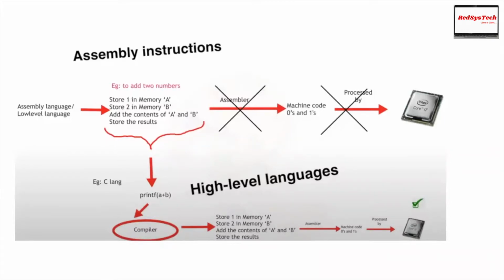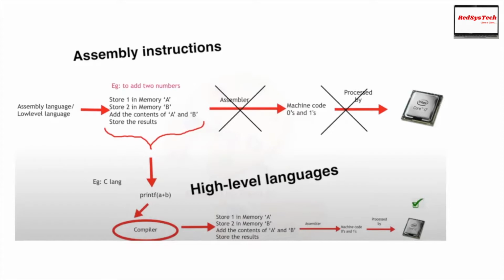So if you see here, in a language like C, if you want to add two numbers and store the result, you can simply use printf of A plus B, as simple as that. It adds the numbers and prints the output as well. This is easy for humans to understand, and anyone can go through that logic. What it actually does is, in C, the compiler does the remaining part, converting into assembly language, and then the assembler converts into zeros and ones, which is processed by the processor.